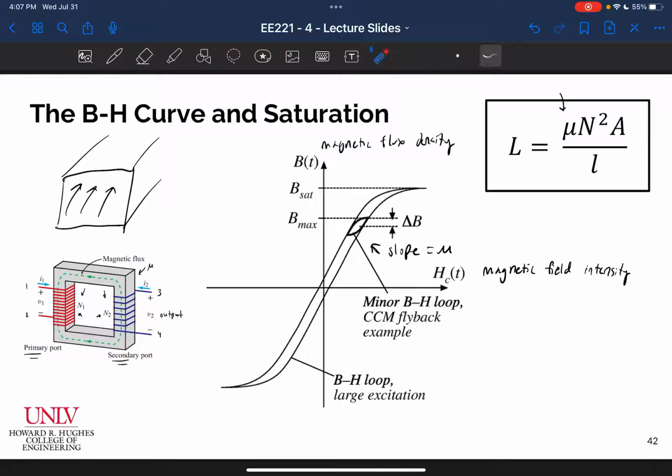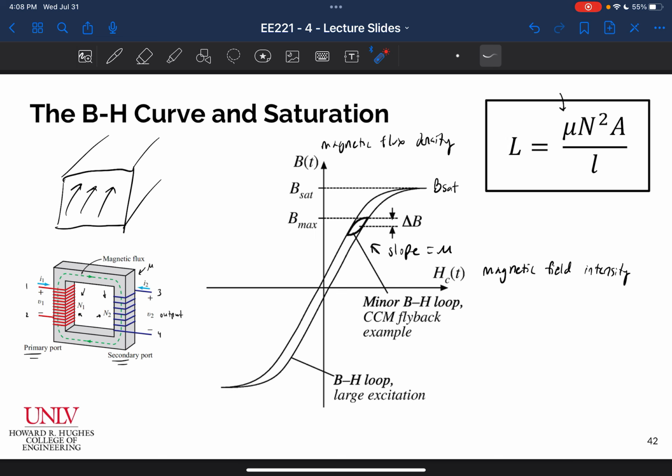But what happens when this slope starts to collapse? Basically, if I go to a magnetic field intensity that's just a little too high, I wind up with this slope starting to flatten out, right? And at some point, it completely flattens out and saturates. That's called BSAT. It is the point where the magnetic flux density saturates, which basically means increasing the magnetic field intensity more and more does not continue to increase the magnetic flux density. We've basically saturated the core material.